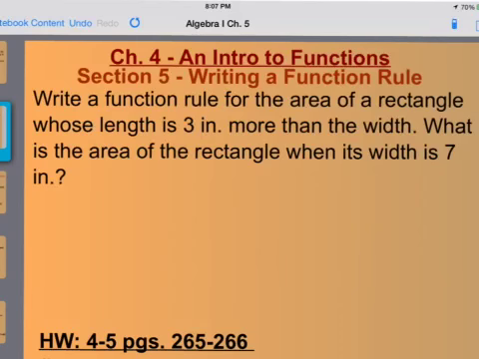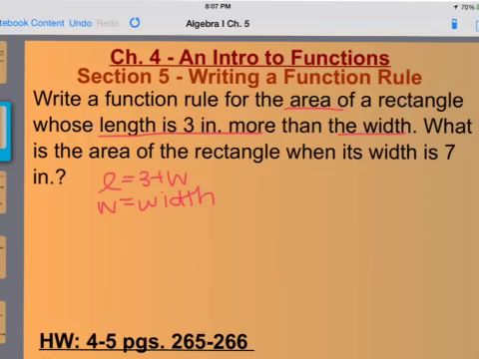Copy down this last word problem. So we're writing a function rule for the area of a rectangle whose length is 3 inches more than the width. They're asking, what is the area of the rectangle when its width is 7 inches? We see these questions a lot. Well, if the length is 3 inches more than the width, that means the length is 3 plus W. The width is just W.